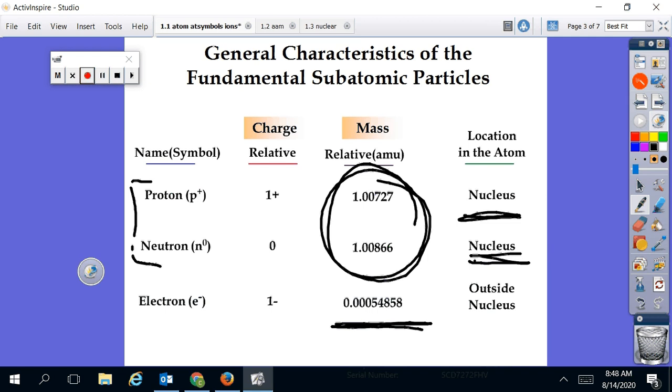And as far as the electron, which is located outside the nucleus, you can see that the weight of the electron is negligible compared to the rest of the atom, which would be the proton and the neutron. So this is an important chart to know. Make sure you pause this and write this down in your notes.